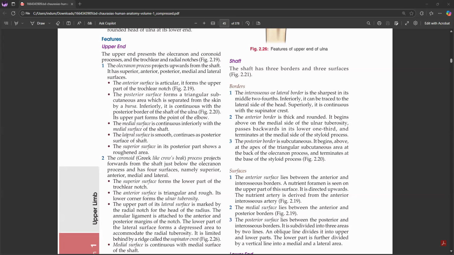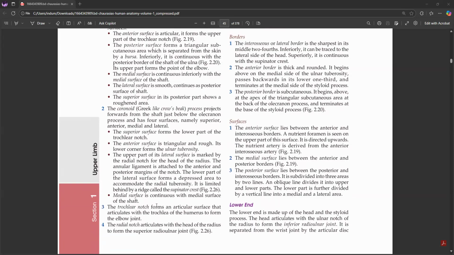The medial surface is continuous inferiorly with the medial surface of the shaft. The lateral surface is smooth, continuing as posterior surface of shaft. The superior surface in its posterior part shows a roughened area. The coronoid process projects forwards from the shaft just below the olecranon process and has four surfaces, namely superior, anterior, medial, and lateral. The superior surface forms the lower part of the trochlear notch.